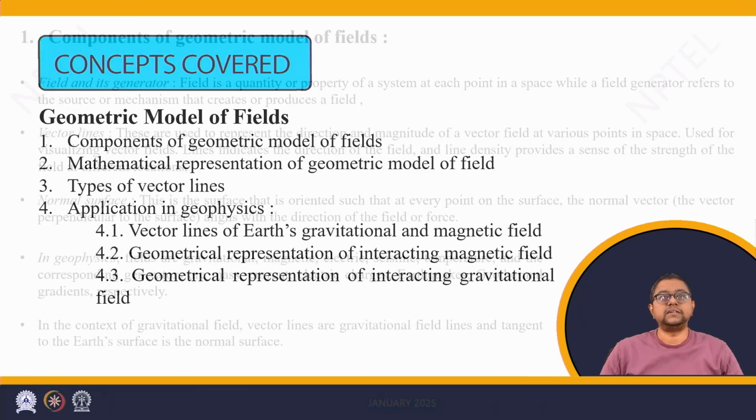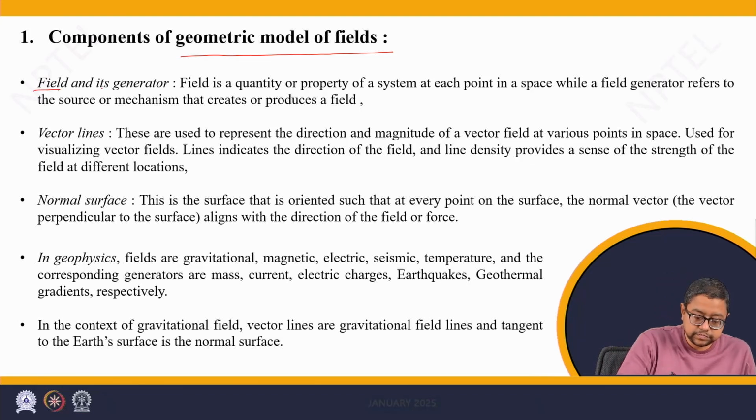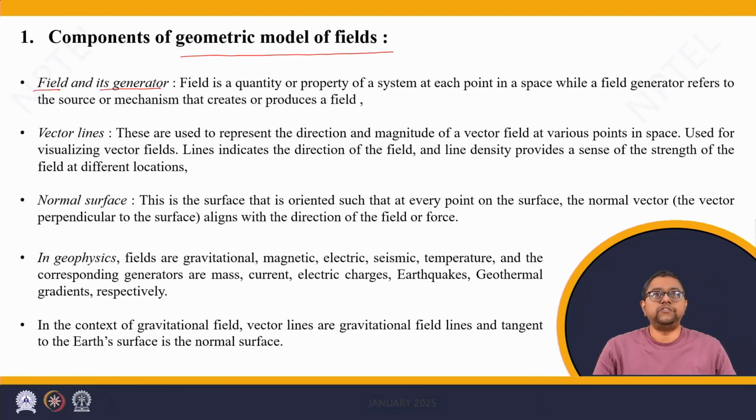So let us begin. First, let us look into the basic components of the geometric model of fields. First, we will look into the field and its generator. So field is a quantity or property of a system at each point in a space. This we have already discussed in the previous lecture regarding conservative fields and non-conservative fields. Then comes the concept of the field generator. What is a field generator? A field generator refers to the source or mechanism that creates or produces a field.